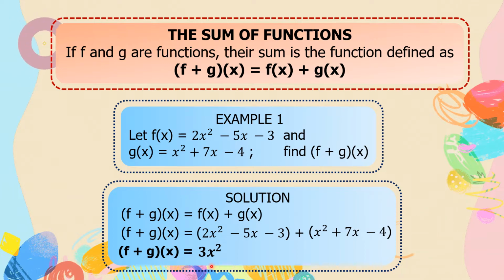3x squared. Then we have negative 5x is similar to positive 7x. So let's add negative 5x plus positive 7x is equal to positive 2x. Then we have the constant term negative 3 and negative 4. Negative 3 plus negative 4 ay negative 7. So the sum of the function f and g is equal to 3x squared plus 2x minus 7.